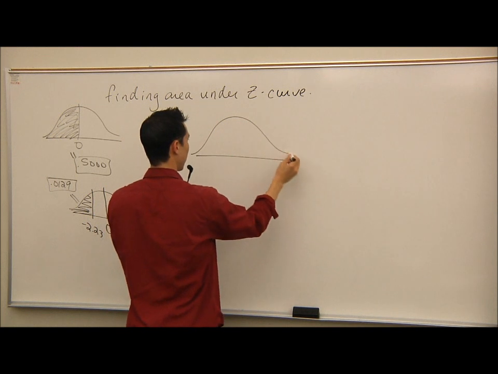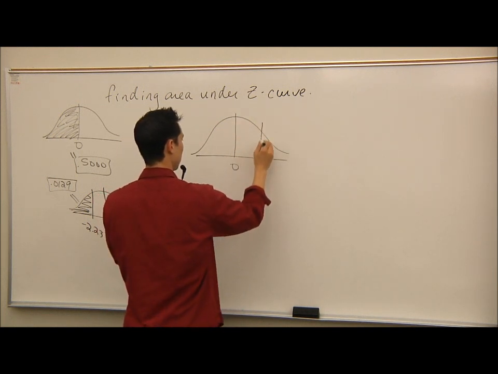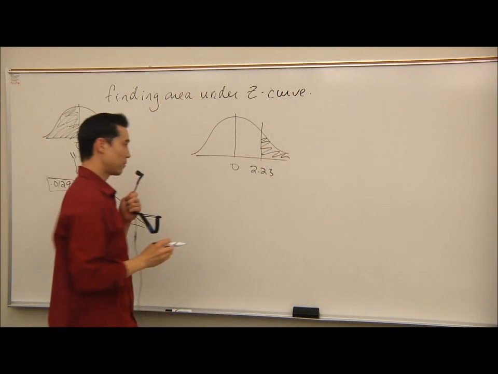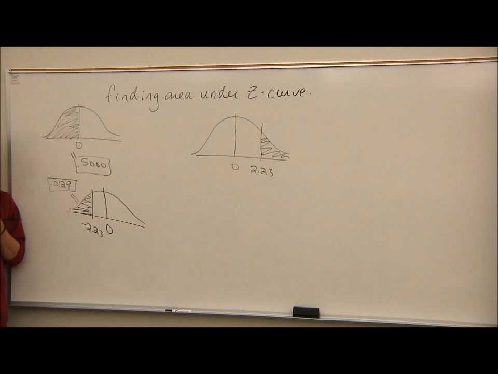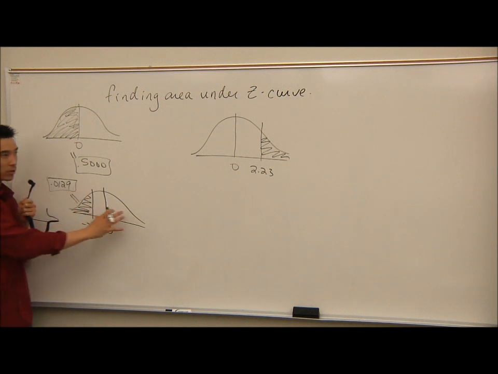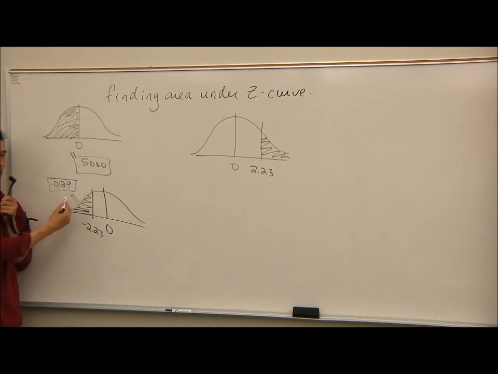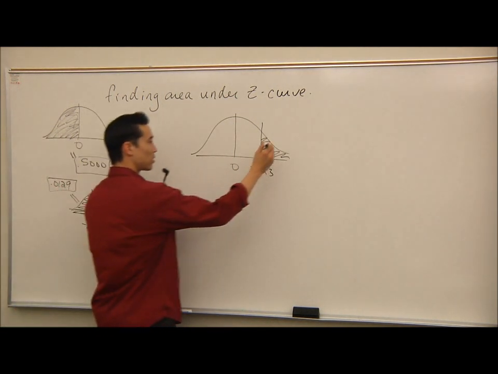All right. What if I asked you this question? Area to the right of 2.23. Now, let's use common sense before we go right to the table. I just did area to the left of negative 2.23, and now I'm asking area to the right of 2.23. It's symmetry, right? If everything is symmetric, shouldn't this area be the same as that area? It should, right, if it's symmetric? So if this is 0.0129, what should this one be? It should also be 0.0129.